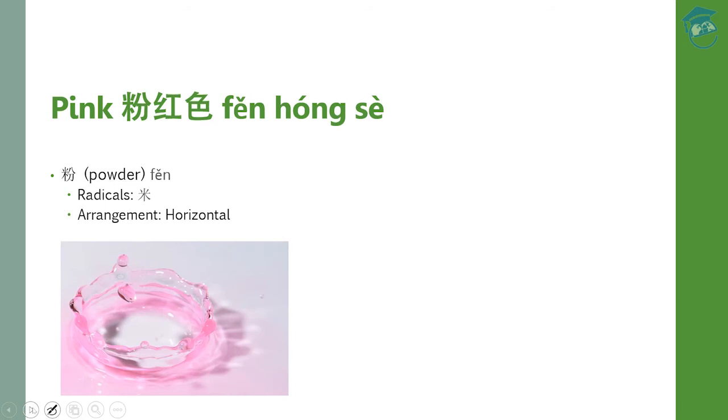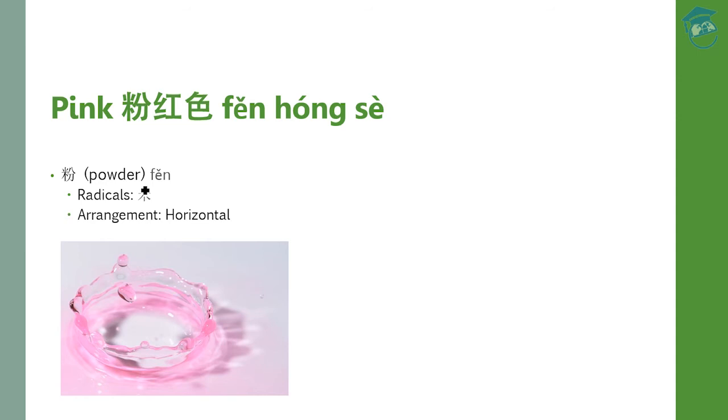Okay, pink is another common color, but the way we say it in Mandarin is 粉红色. Okay, as you can see, it is related to red. So the new word here is 粉. 粉 means powder, so 粉红色 is like powdery red color, which is like the lighter red color.